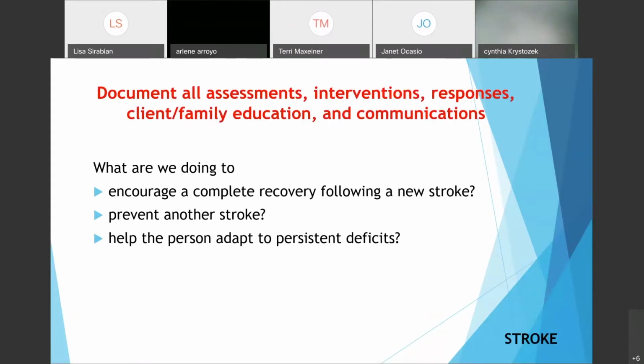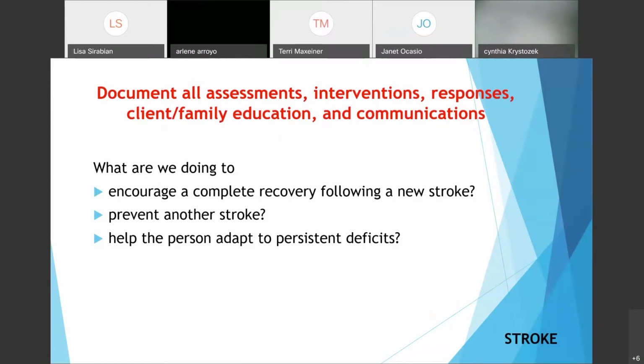This in the red here is words that you're going to see over and over throughout the rest of the session. The encouragement and the necessity here is to document all of your assessments, all interventions, client responses, education, and communications. Essentially, we've got to take credit for all of the management for each of the people we're talking about here. The documentation has to support and give evidence for our claims for reimbursement.